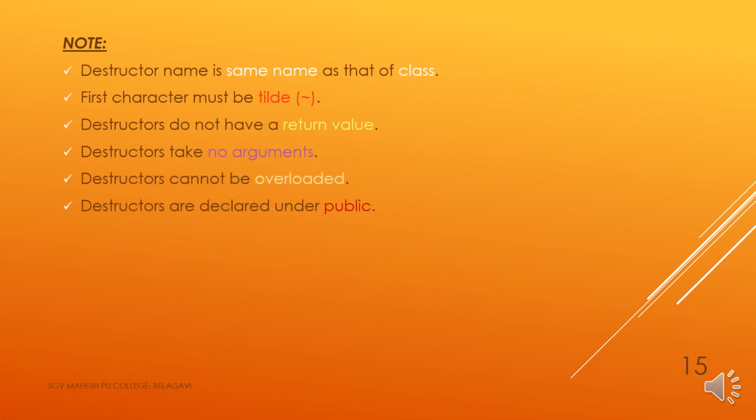So let's make a note of destructors. The destructor has the same name as that of the class. The compiler identifies a destructor based on the tilde symbol. We do not return any value from destructors. Neither do we pass any arguments to destructors. Destructors also cannot be overloaded, and destructors should always be declared under public.